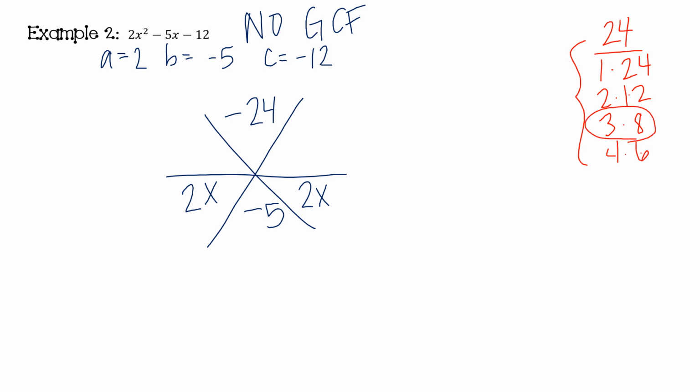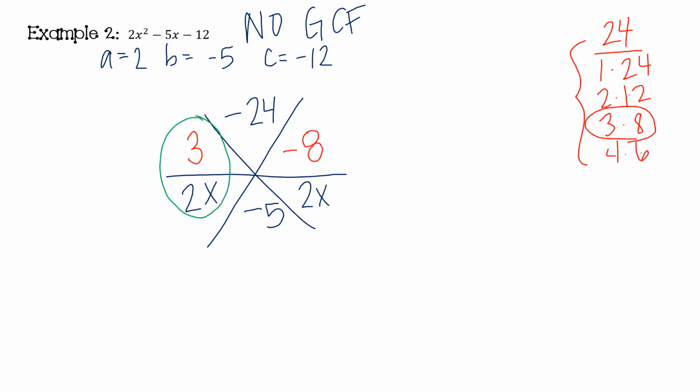3 and 8 will give me 5. And how do I get a negative 5? So if you need your answer to be negative, then the larger number would need to be negative. If you need your answer to be positive and you know you're subtracting them, then the larger number needs to be positive. So this would be a negative 8. Okay? Then you simplify if possible.